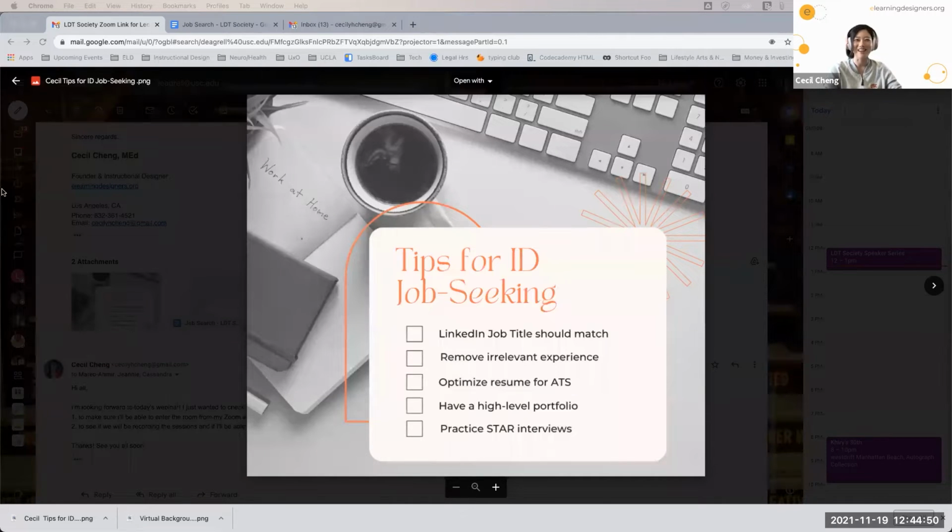Oh, anyways, next thing is to have a very high level portfolio. I know you all worked really, really hard on capstone projects, but nobody wants to read a 27-page paper, or even 27 pages of anything. So I would say really, really keep it short. Show your thinking process, show your design process.